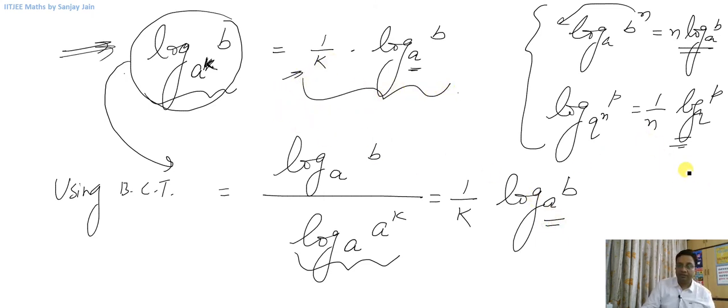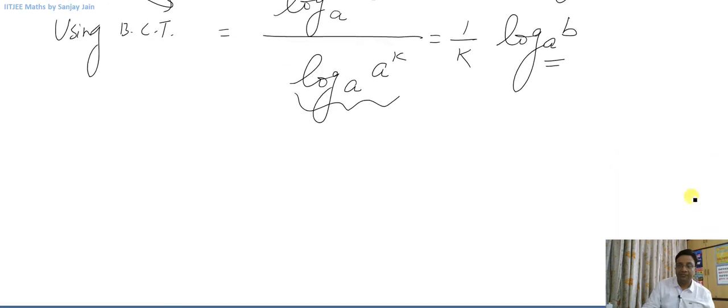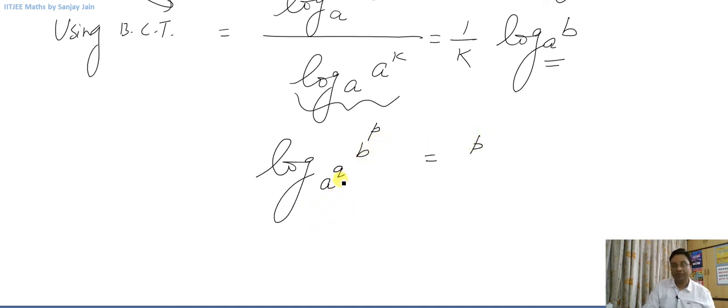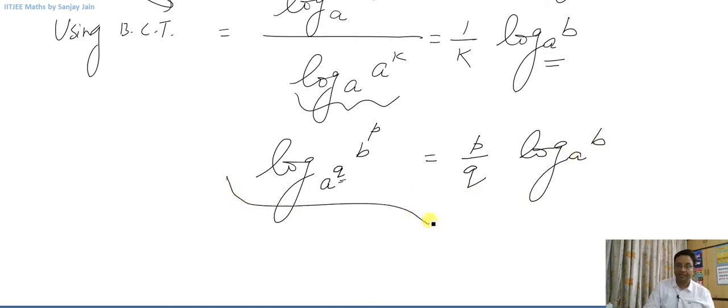So what have we learned so far? That if you have got some power of argument and some power of base, you can take out these powers like this. You can take power of argument outside simply like p, and you can take power of base outside, but it will go in the denominator. So you can write this expression like this: log b to the base a, right? So I hope this expression is clear to you, and there are few more usages like this.